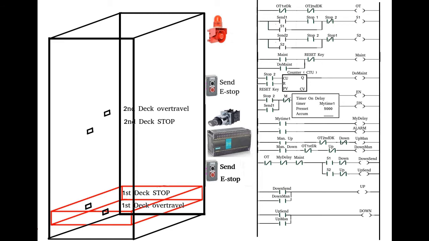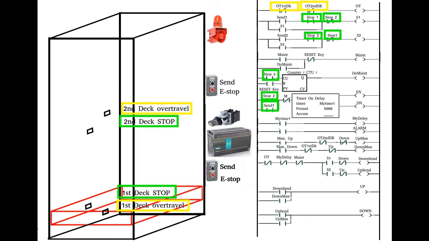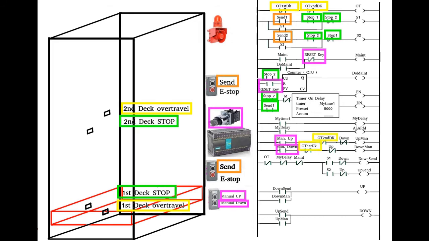Let's identify them first. In yellow, I will highlight the first deck and second deck overtravel switches. Green, I will highlight the first and second deck switches with their associated virtual components. I will use purple to identify the key switch and the manual down and up push buttons. And while I was marking the two lower virtual components, I realized that I had missed two yellow components. And in orange, I will mark the send push buttons. On the left, I only had the inputs.